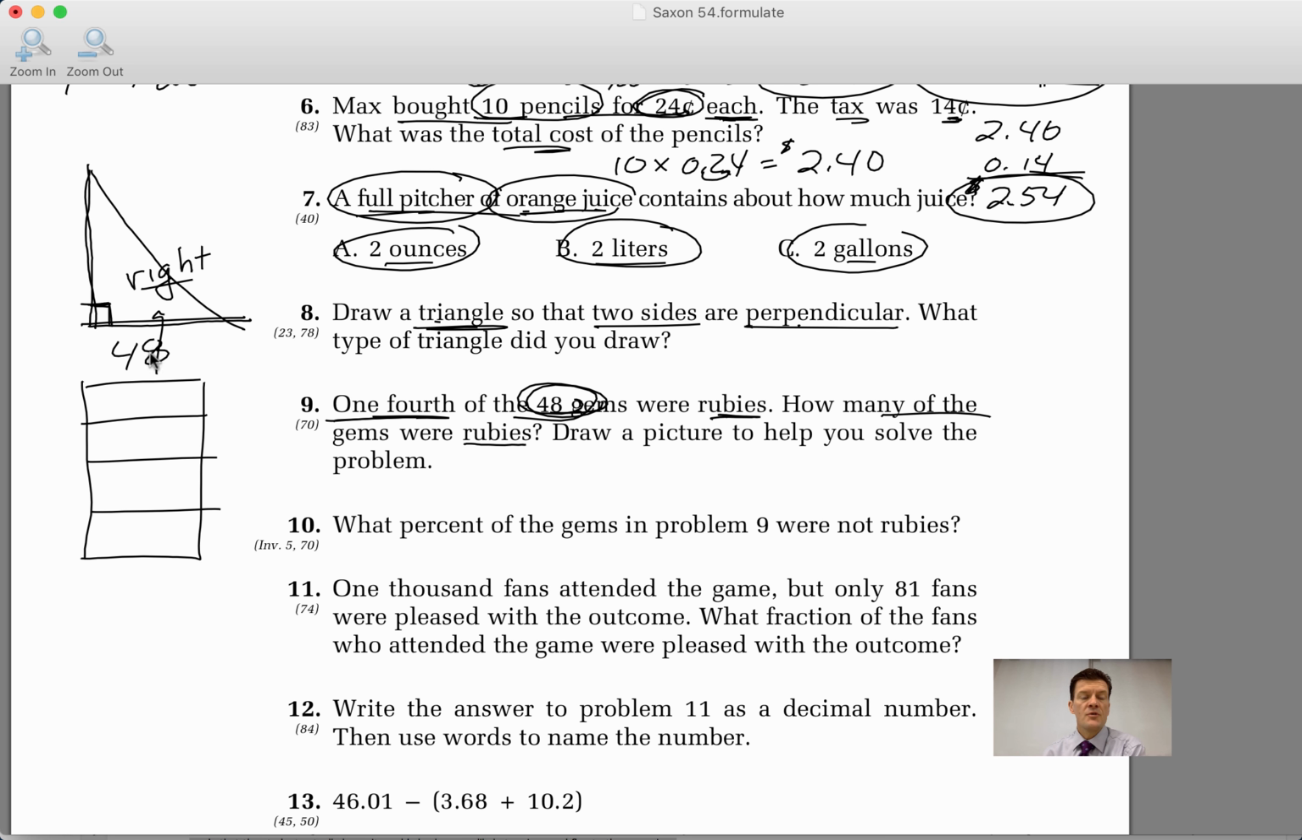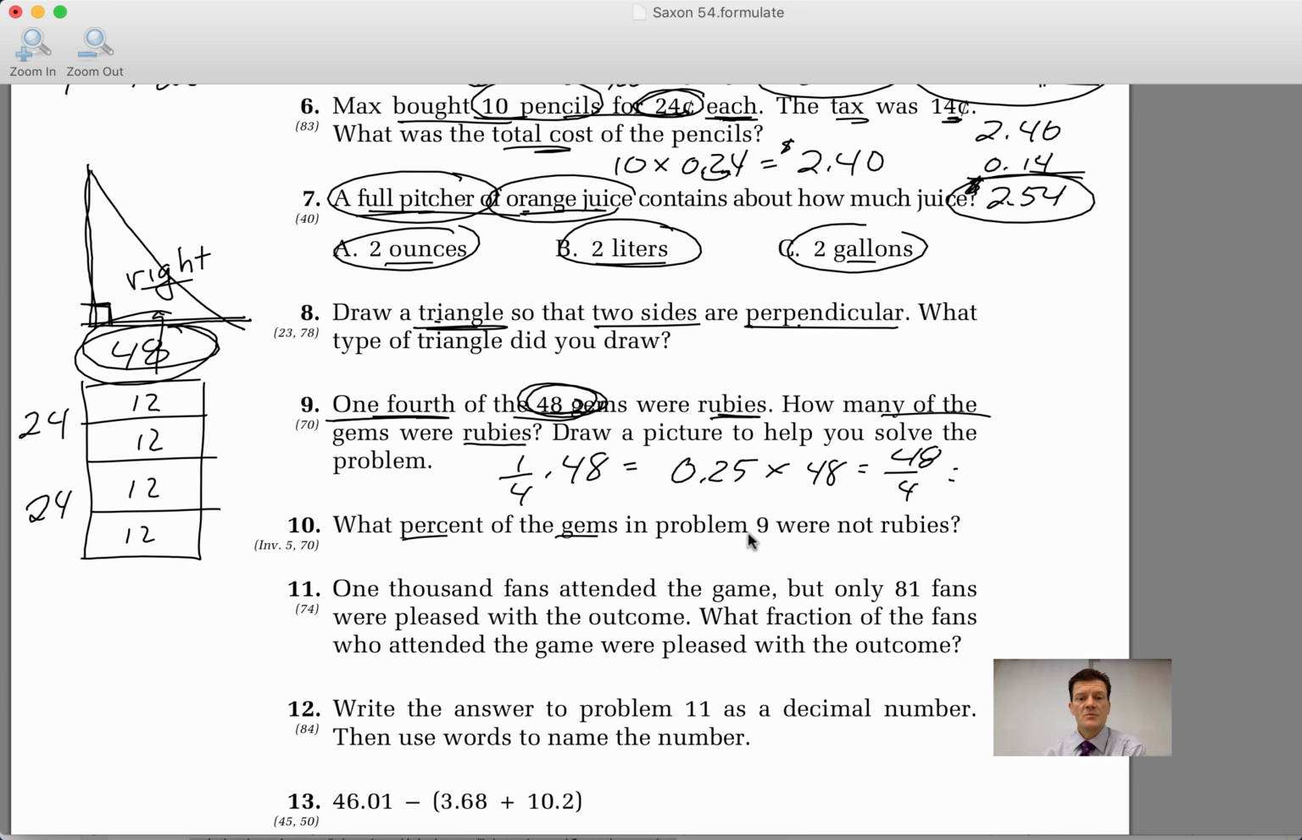Maybe it's easier to first take half of that. Half of 48 would be 24, and then half of 24 is 12. So 4 12s is going to give you 48. Or you can take 1/4 times 48. If you know that 1/4 is 25%, you could take 0.25 times 48, or 48 divided by 4. There are lots of different ways to think of it. In any case, you're always going to get 12.